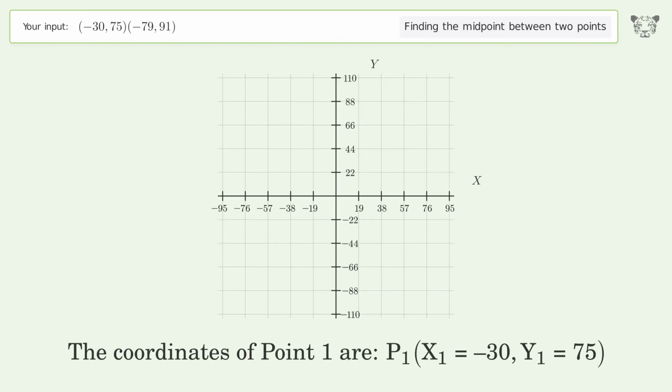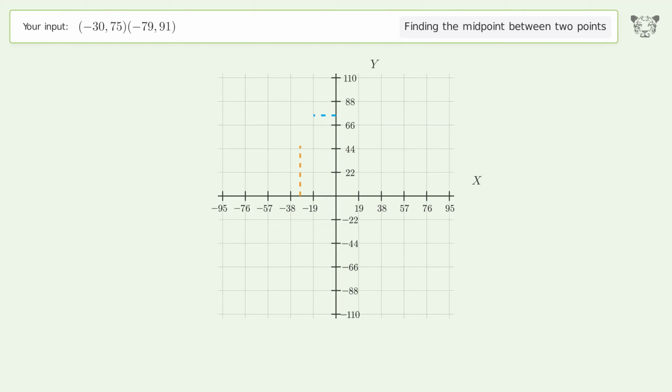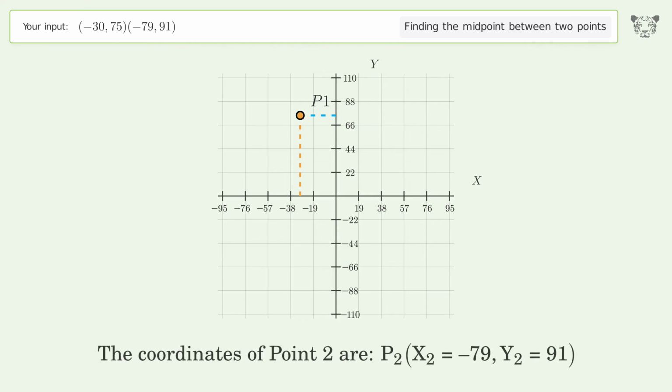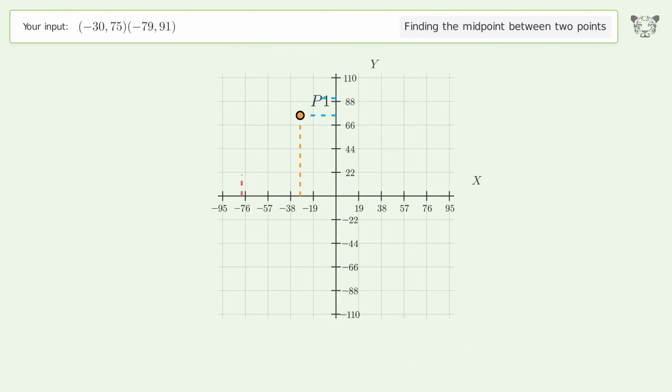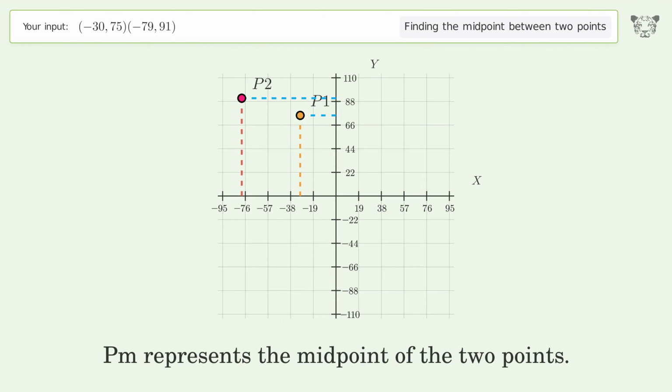The coordinates of point 1 are x1 equals -30, y1 equals 75. The coordinates of point 2 are x2 equals -79, y2 equals 91. PM represents the midpoint of the two points.